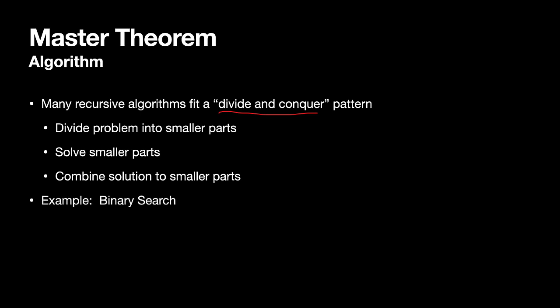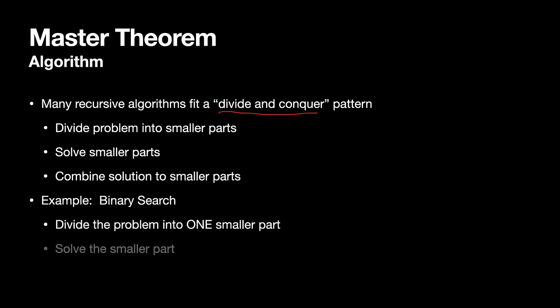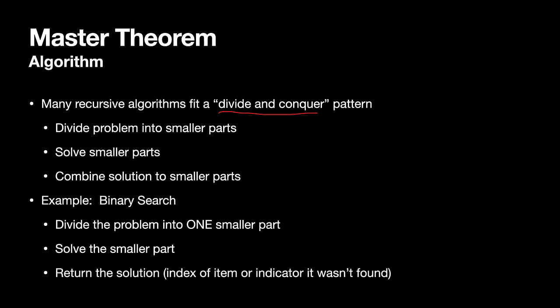So we've already seen an example of this. Binary search can be thought of as a divide and conquer problem. It divides the problem into one smaller part that's roughly half the size, and then it solves the smaller part. In this case, it continues the search in the smaller part and eventually returns the solution from the smaller part, which is either the index of the item it was searching for or an indicator that it wasn't found.